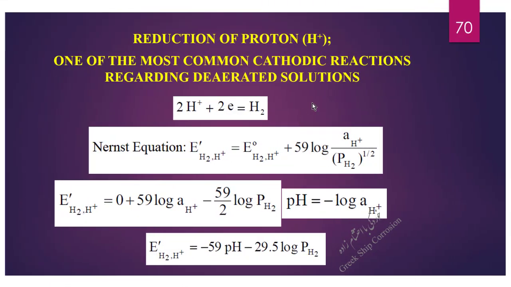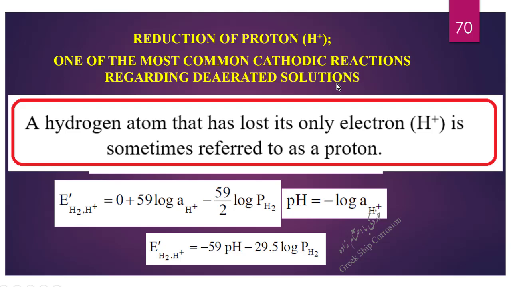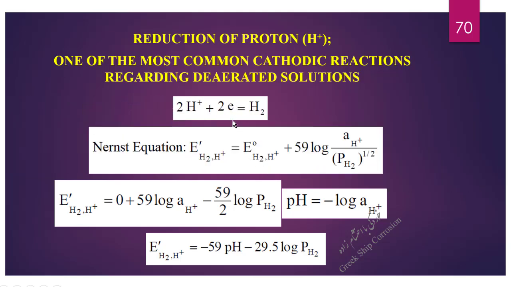Reduction of proton, one of the most common cathodic reactions occurring in deaerated solutions. 2H+ plus 2 electrons equals H2. Nernst equation, E prime equals E0 plus 59 logarithm of H plus activity divided by pH2 to the power of 1 divided by 2. At the end, E prime equals minus 59 pH minus 29.5 logarithm of pH2.